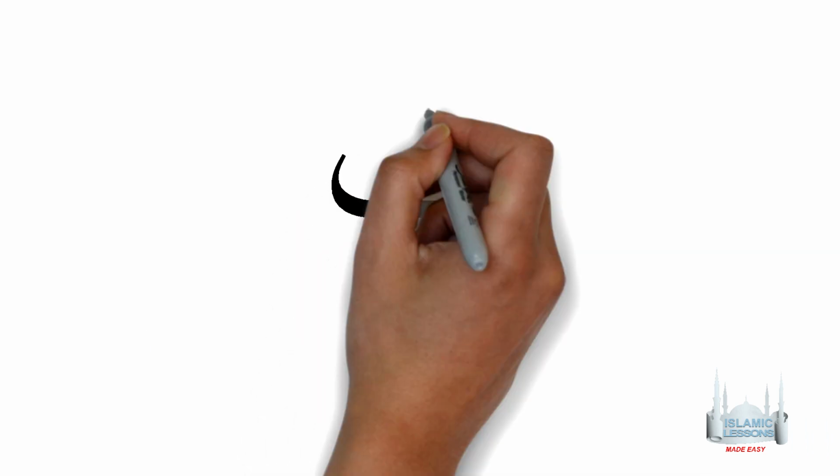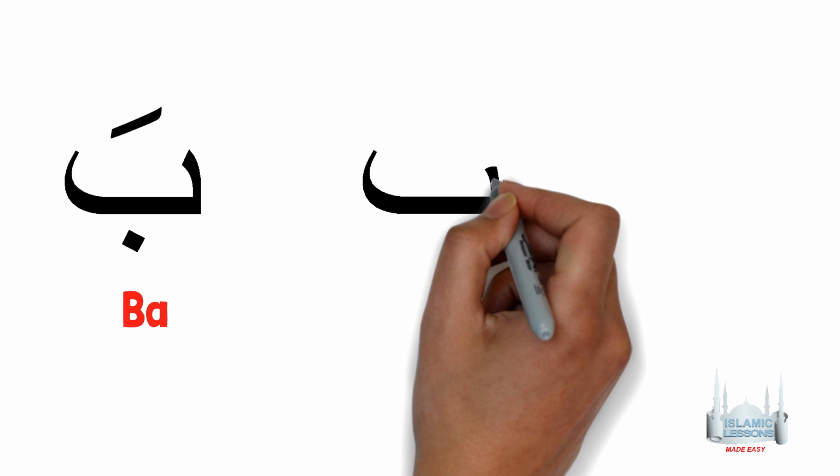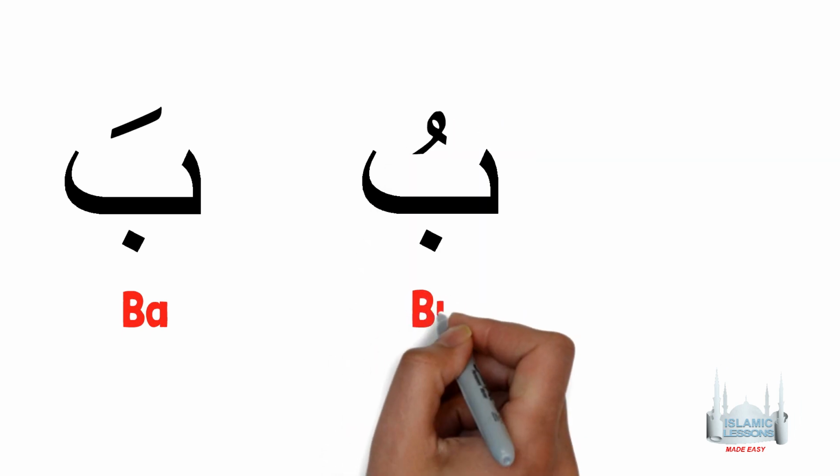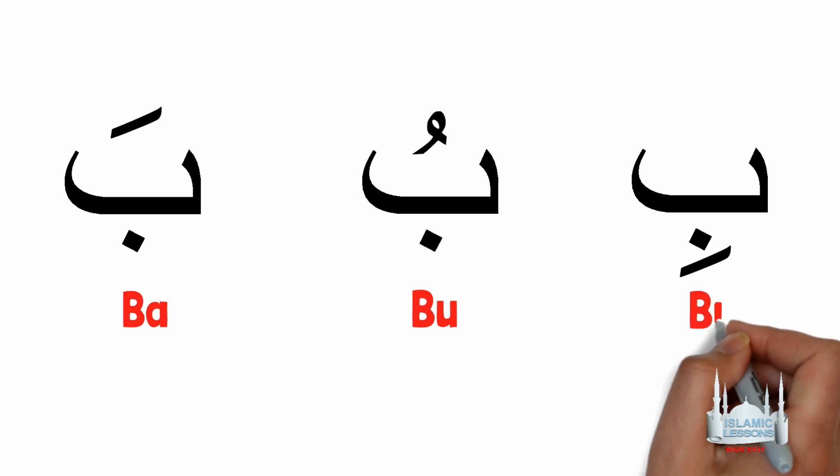This letter is Ba. If we put a Fatha, it will be pronounced as Ba. If we put a Dhammah, it will be Bu. If we put a Kasra, it will be Bi.